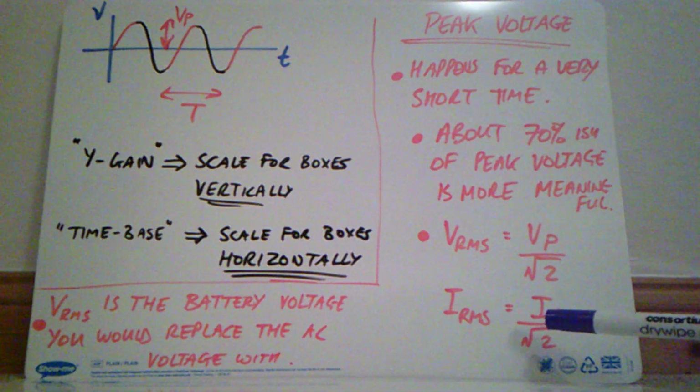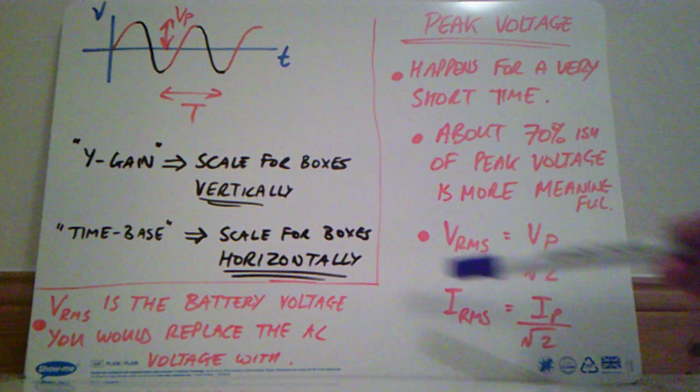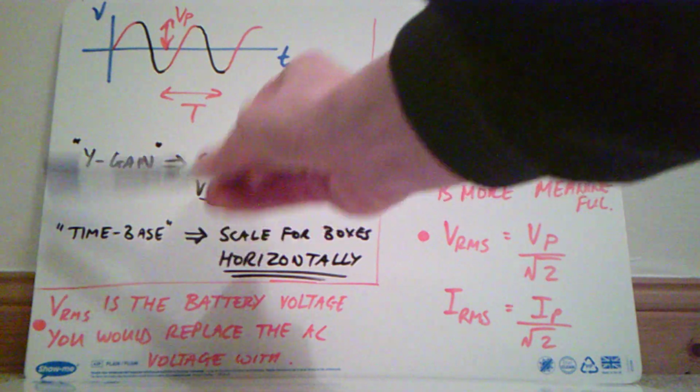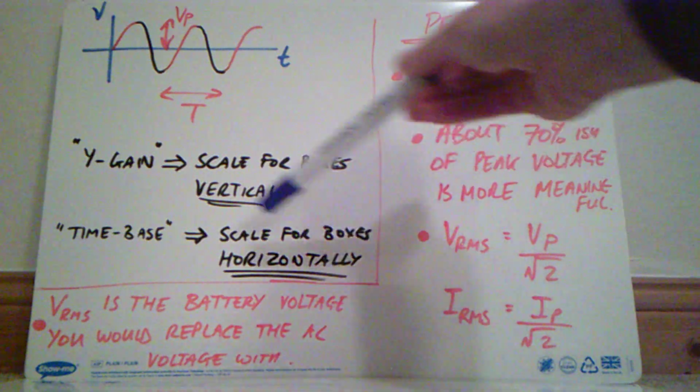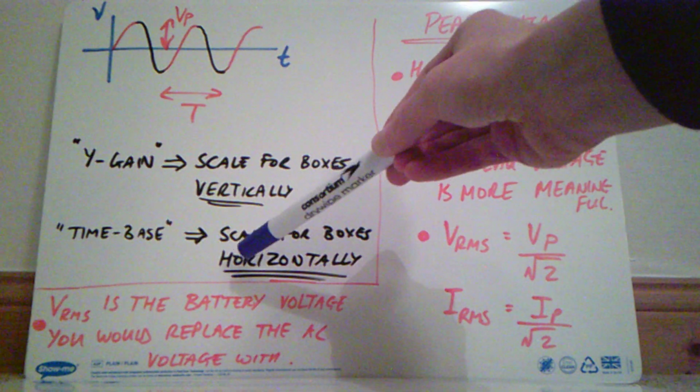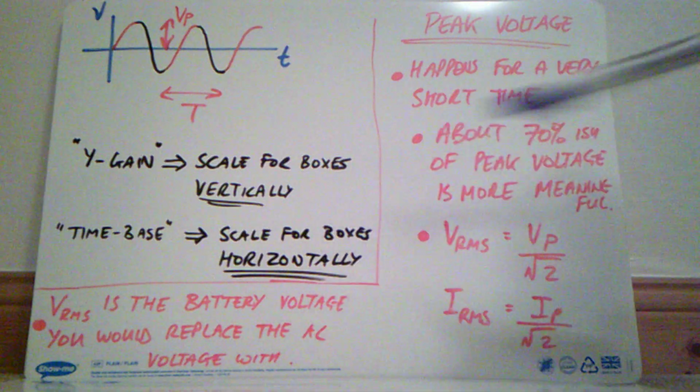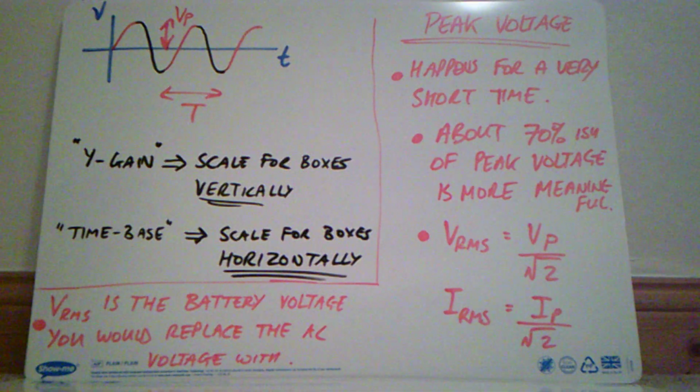All right. Another definition is that the RMS value of voltage is the battery voltage you would use if you were going to replace the alternating current supply with a direct current supply. The battery voltage you would use to replace the alternating voltage supply with a direct current supply if you were going to do that.